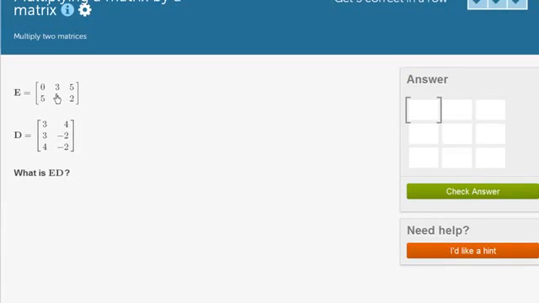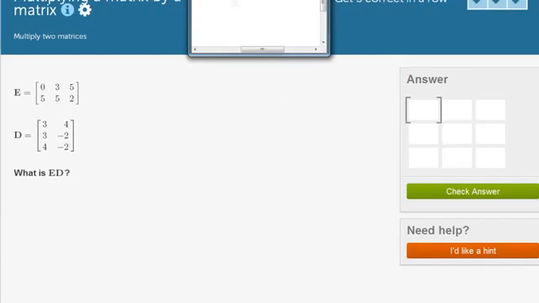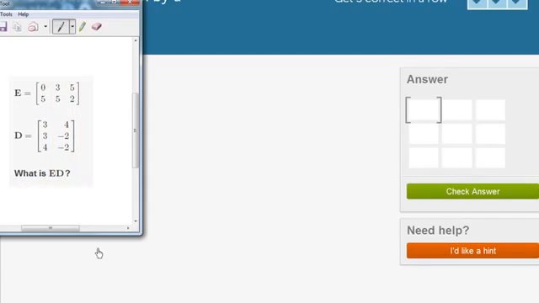We're given two matrices over here, matrix E and matrix D. And they ask us, what is ED, which is another way of saying, what is the product of matrix E and matrix D? So just so I remember what I'm doing, let me copy and paste this, and then I'm going to get out my little scratch pad.